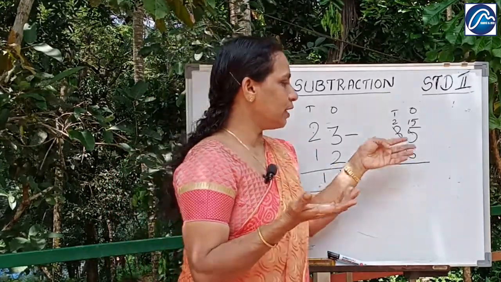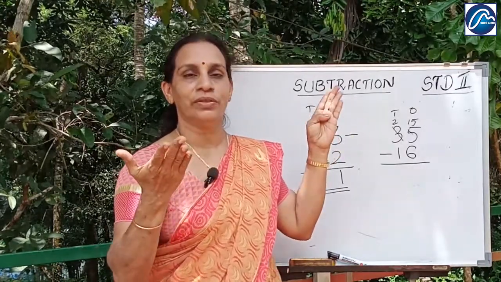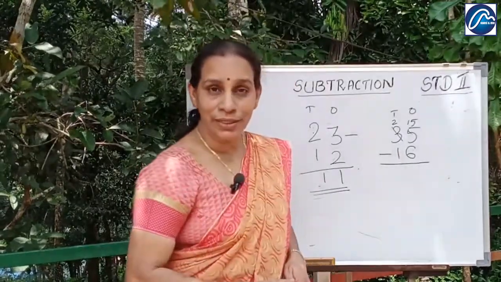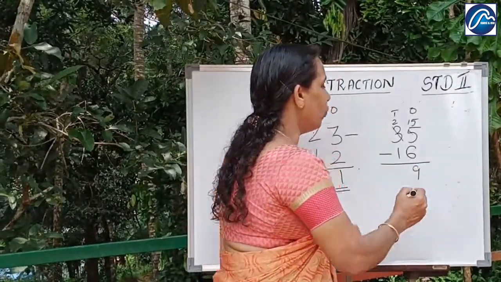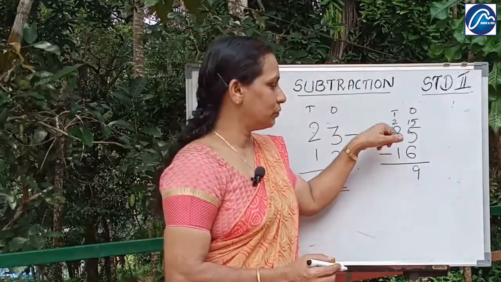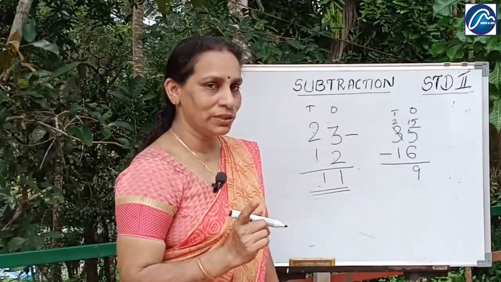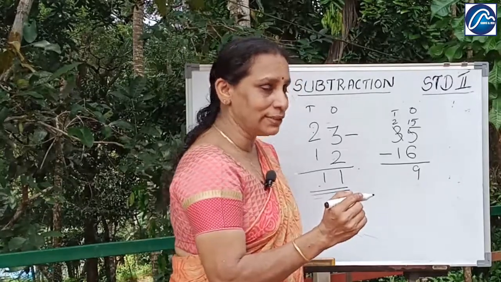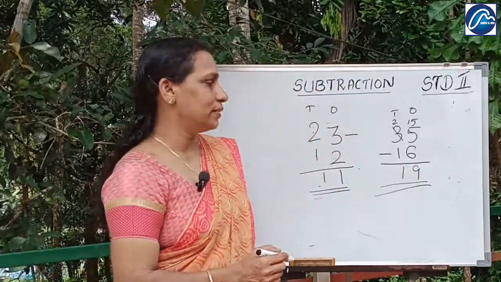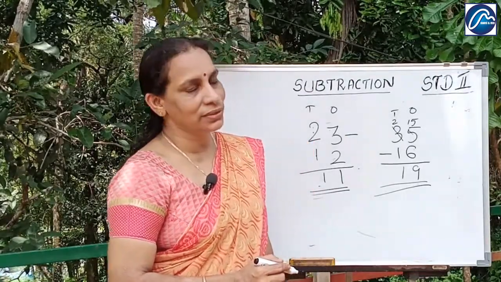Okay, after 6, 7, 8, 9, 10, 11, 12, 13, 14, 15. So you have counted 9. So here it will be 9. And what is here? 2. 2 tens and 1 ones. The remaining tens is 1. So that is 19. 35 minus 16 is 19. Okay, is it clear?